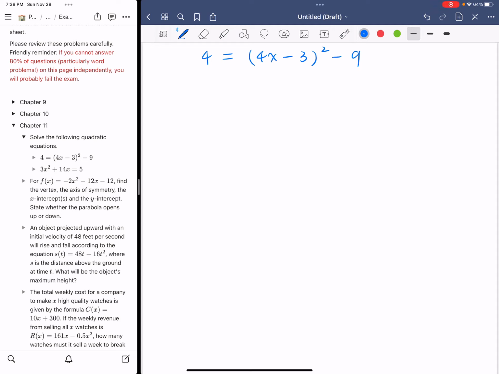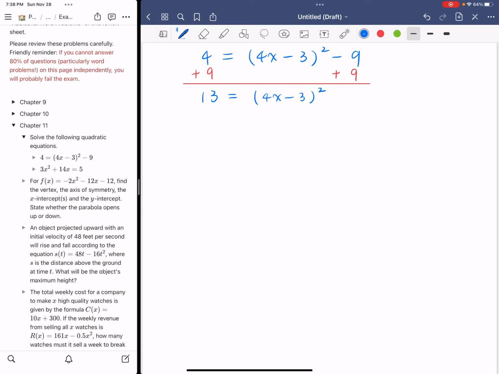All right, to solve this equation, the first thing we need to do is to isolate this square part where you have your x. So we're going to do inverse operations. Apparently, we need to move that -9 to the left-hand side. So we're going to plus 9 on both sides. That's the inverse operation. And that will give us 13 equals (4x - 3) squared.